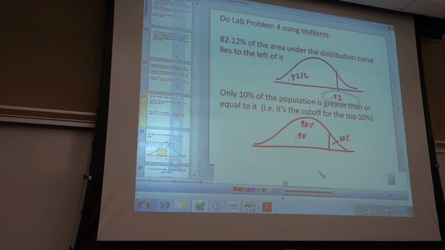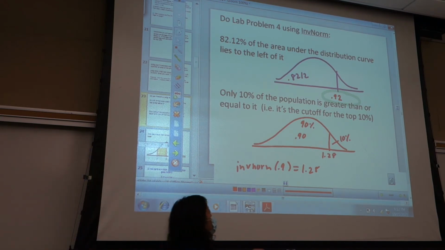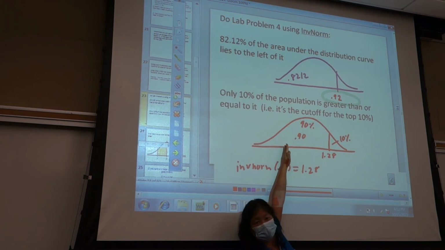Okay, so let's take a look. So everybody should have done inverse norm of 0.9 or 0.90, and you got 1.28. That's the z-score that goes right here. If anybody didn't put in 0.1, inverse norm of 0.1, you'll get negative 1.28.